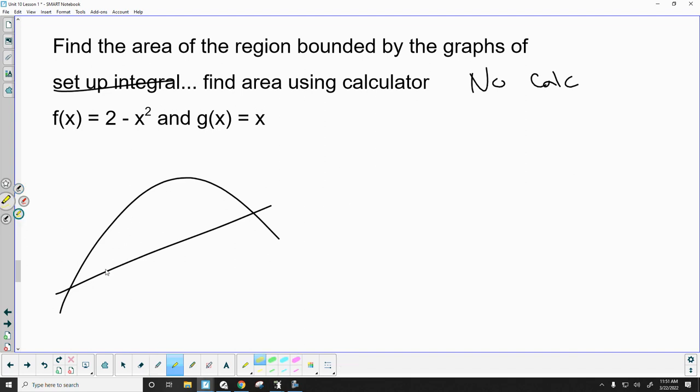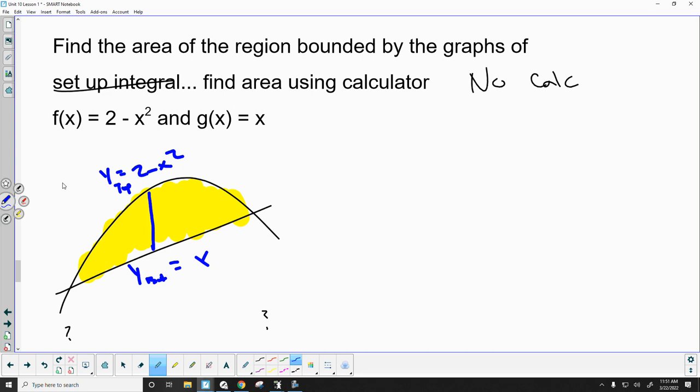The problem is I'm not even including the x and the y axis here. I don't know where they intersect. Where's the start? Where's the end? I do know what the y top is. Y equals 2 minus x squared is the top. Y at the bottom, I could tell is y equals x, just because I know what the shape of 2 minus x squared looks like.